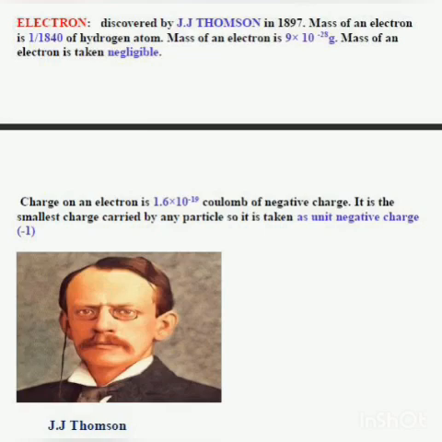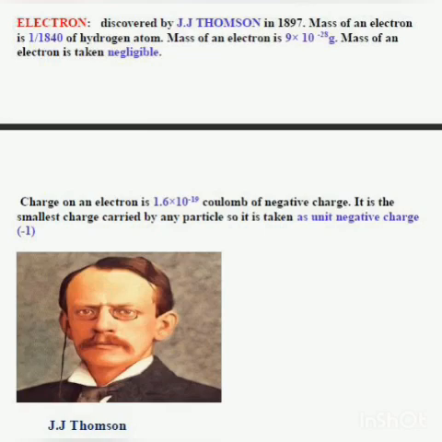Okay? And it's written the mass of the electron is 9 into 10 raised to power minus 28 grams. So mass of the electron is very, very small. It is taken as negligible. Is it clear? Electrons are negatively charged. And the charge on the electron is 1.6 into 10 raised to power minus 19 coulomb of negative charge.